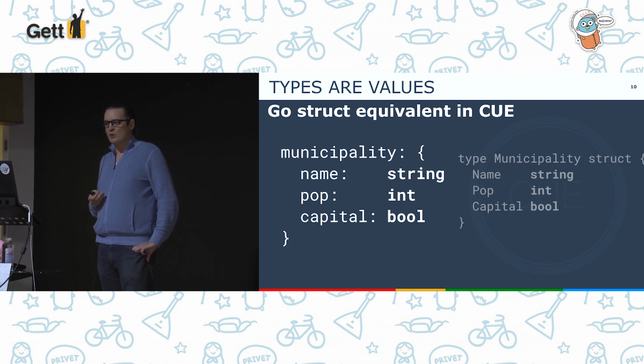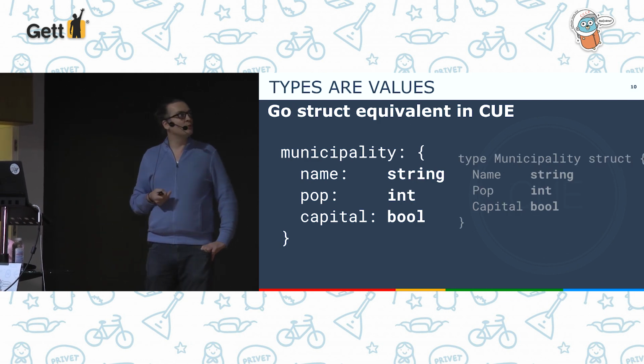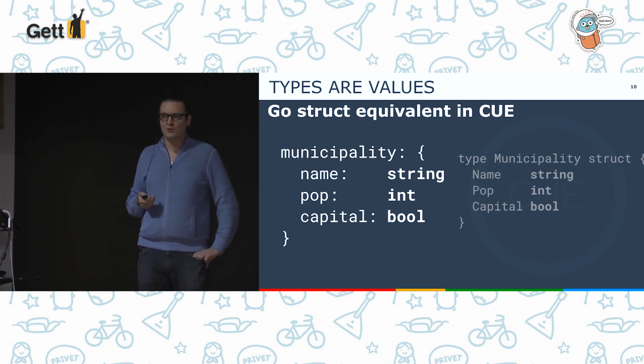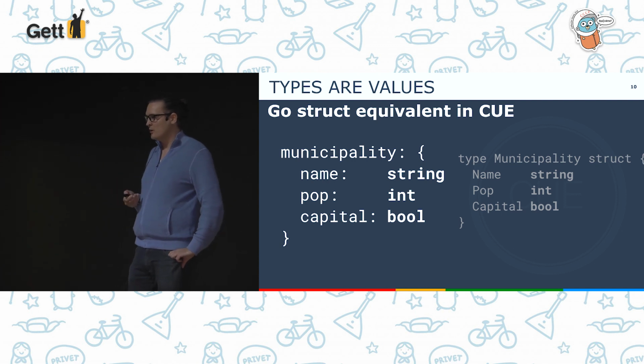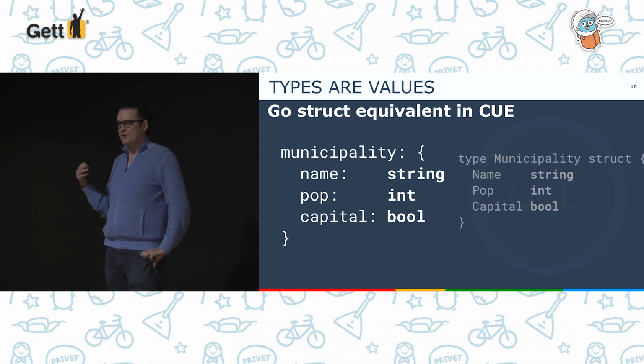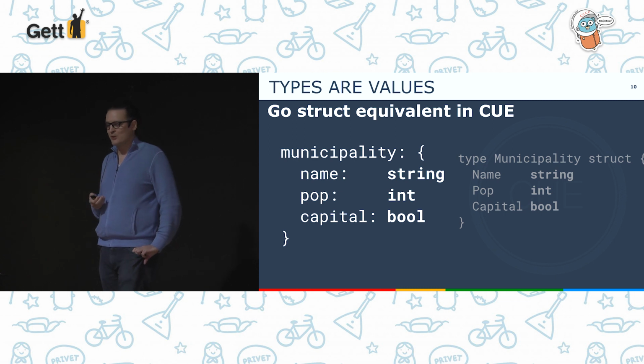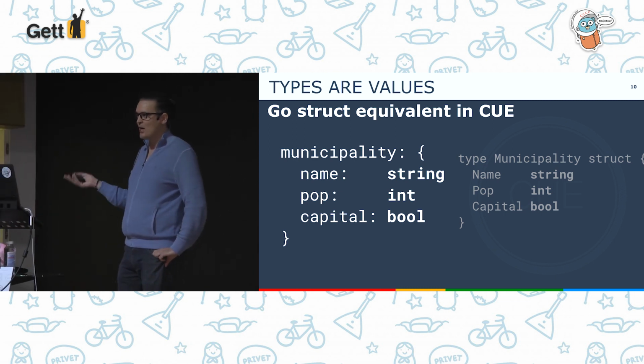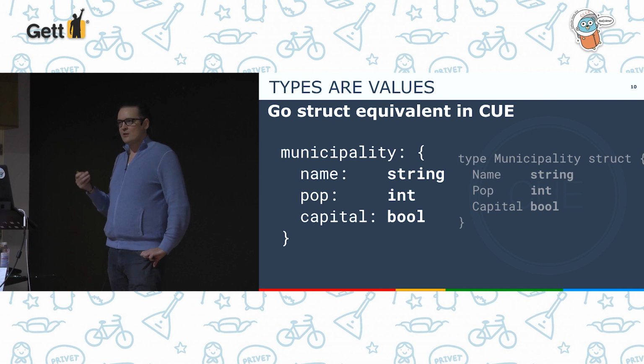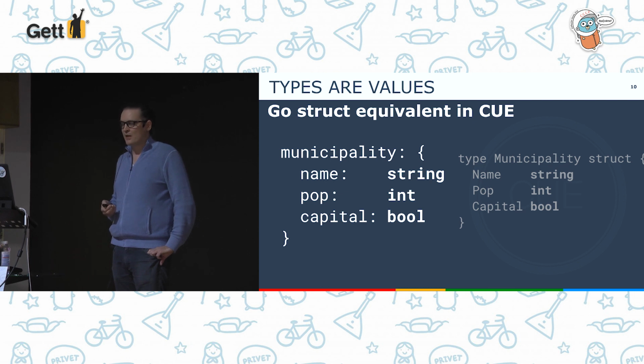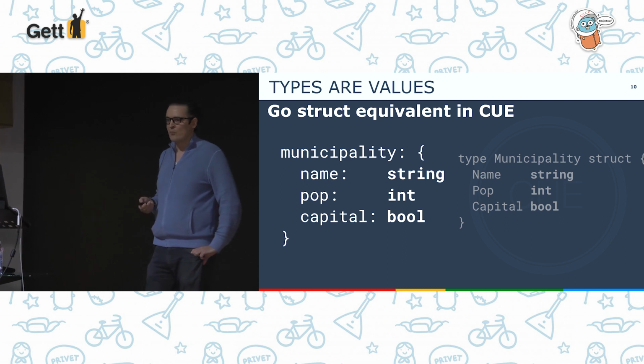So let's see, how would you represent a Go struct in Q? On the right-hand side, we see the Go struct. On the left-hand side, we see it in Q. So we see now, I've generalized this. Before, I saw a definition of Moscow. Now I'm saying any town or place. So it can have a name, which is any string. It has a population, which is an integer. And it has a capital. It's either capital or not, so that's a Boolean. And that's how I represent that.